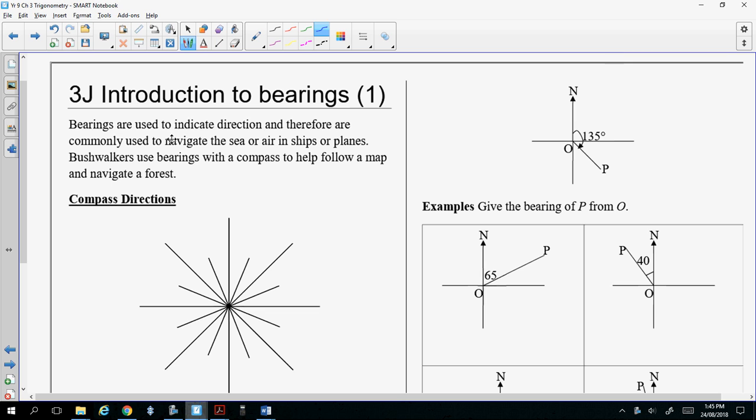What are bearings? Bearings are used to indicate direction and therefore are commonly used to navigate the sea or air in ships or planes. Bushwalkers use bearings with a compass to help follow a map and navigate a forest.